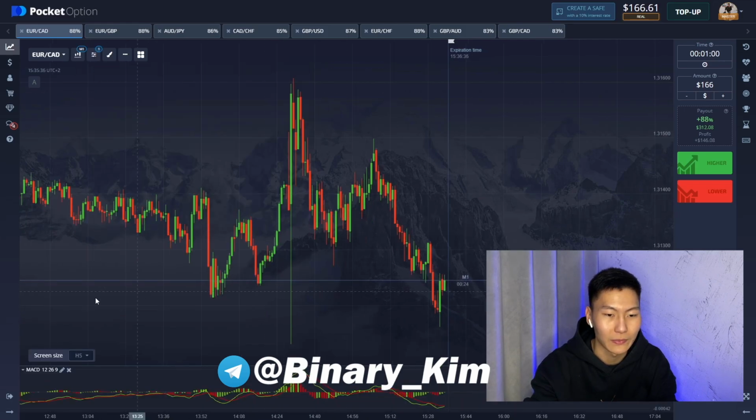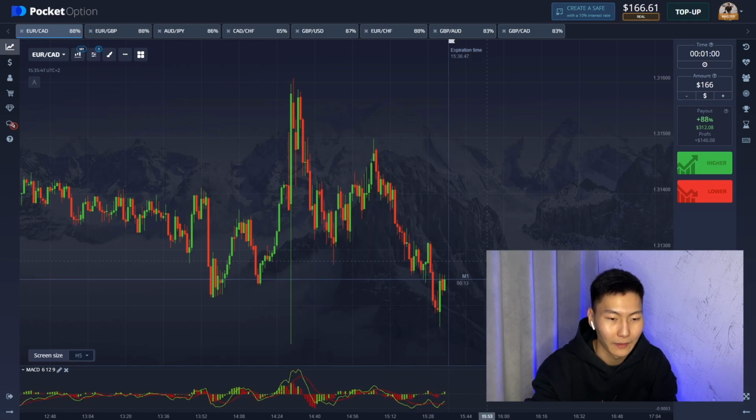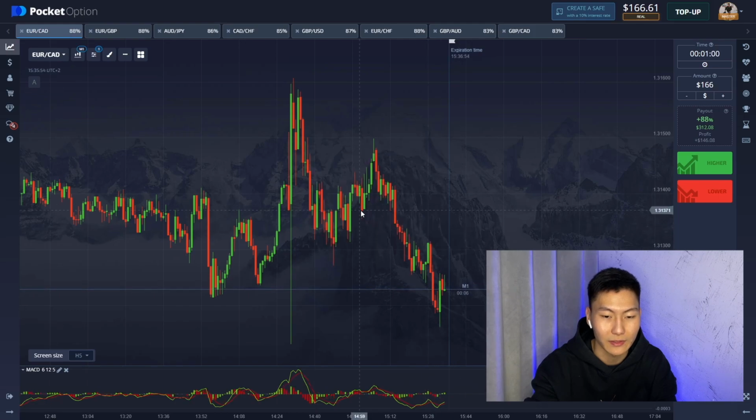The first is gonna be MACD. Let's configure it the right way. Fast period is gonna be 6, slow one is 12, and keep the signal period that is 9. We'd better change it to 5. I think it'd be better in this case.